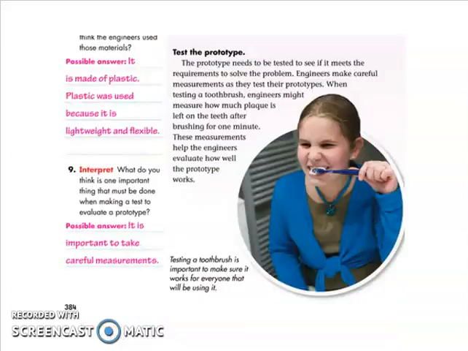Okay, so let's go to number 9. What do you think is one important thing that must be done when making a test to evaluate your prototype? Evaluate meaning to check the detailed part of your sample. The possible answer is it is important to take careful measurements, okay, when you're doing a test.